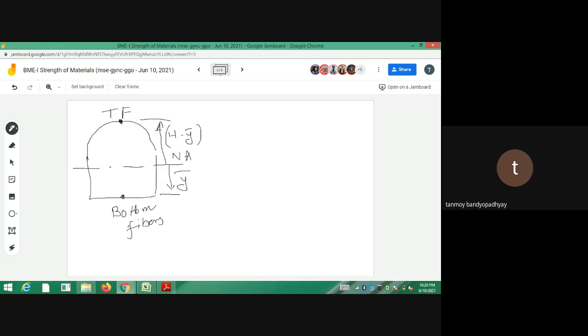So I have written the expressions, as you can see, to find out the stress on the top fibers. So let's do it for the top fibers. For the top fibers, M by I is equal to minus sigma by y, that is equal to minus sigma top divided by y top. So you calculate what is sigma top.